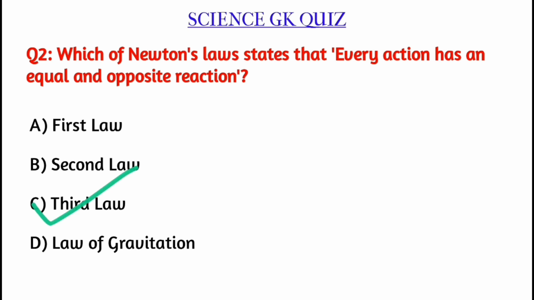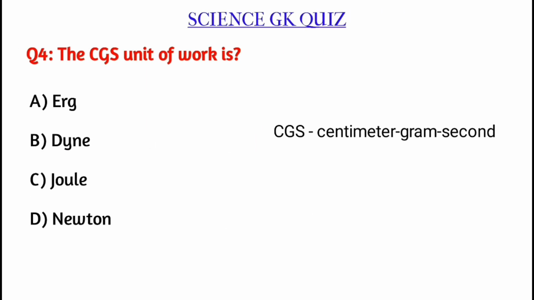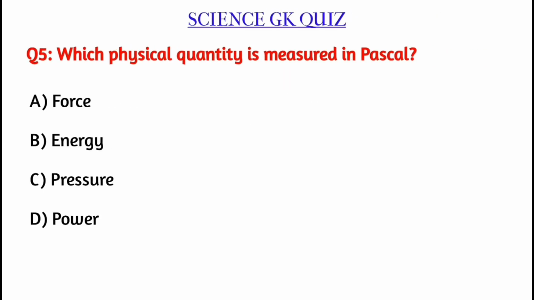Answer C, third law. Question number 3. The acceleration due to gravity on Earth's surface is approximately... answer B, 9.8 meter per second square. Question number 4. The CGS unit of work is... answer A, erg. Question number 5.